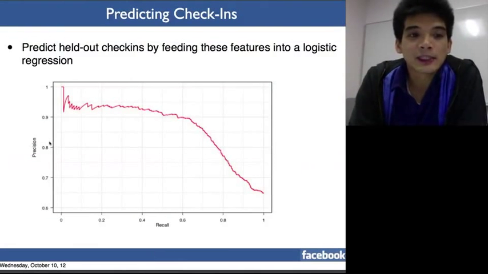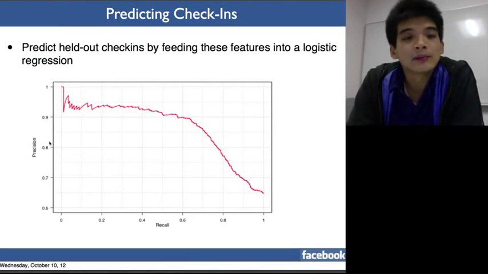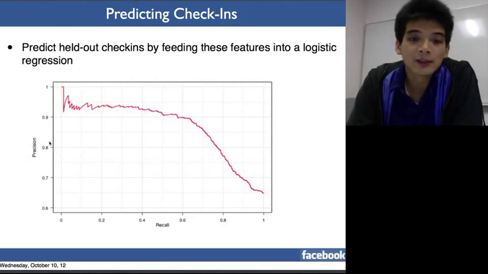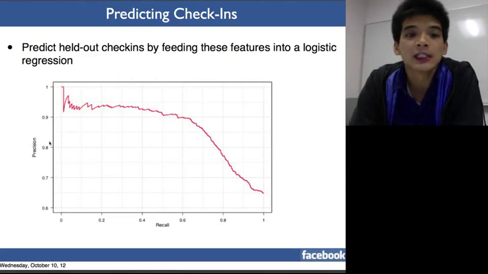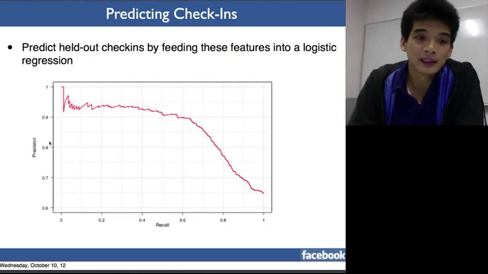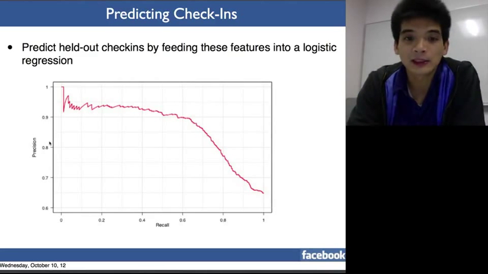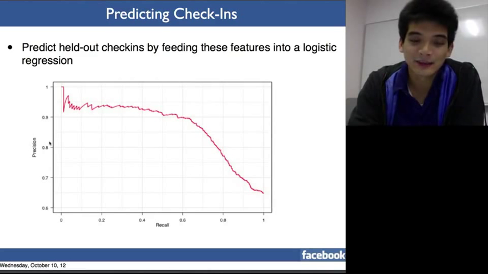So the next step is to actually predict check-ins. We do the standard thing in machine learning where we hold out some check-ins and run a regression to try and predict where someone is going to check in next using all these features I just mentioned. And it turns out we can actually do pretty well. If we want a recall of 60%, we can predict with 90% precision the next place that a given user is going to check in, which was pretty surprising to us, because it means we're doing pretty well with a large percentage of our data.